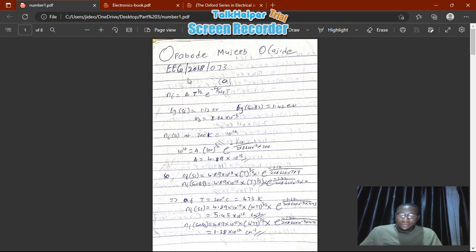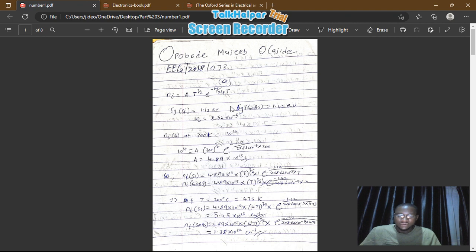Inside the question, we were given the intrinsic concentration of the material. It is given by this equation here: n_i equals A T to the power 3/2 times exponential of minus Eg over 2 kB T.